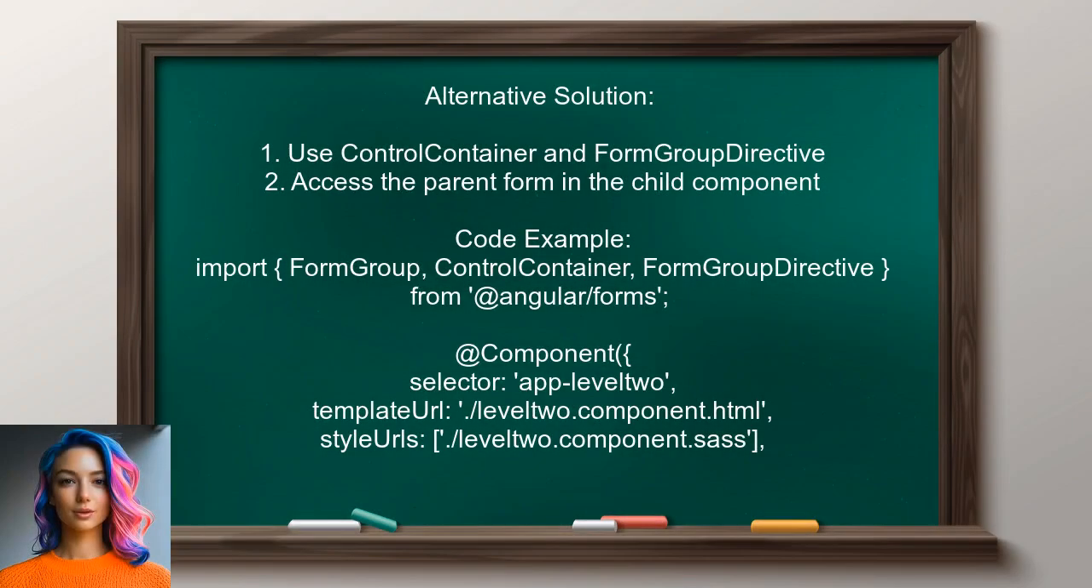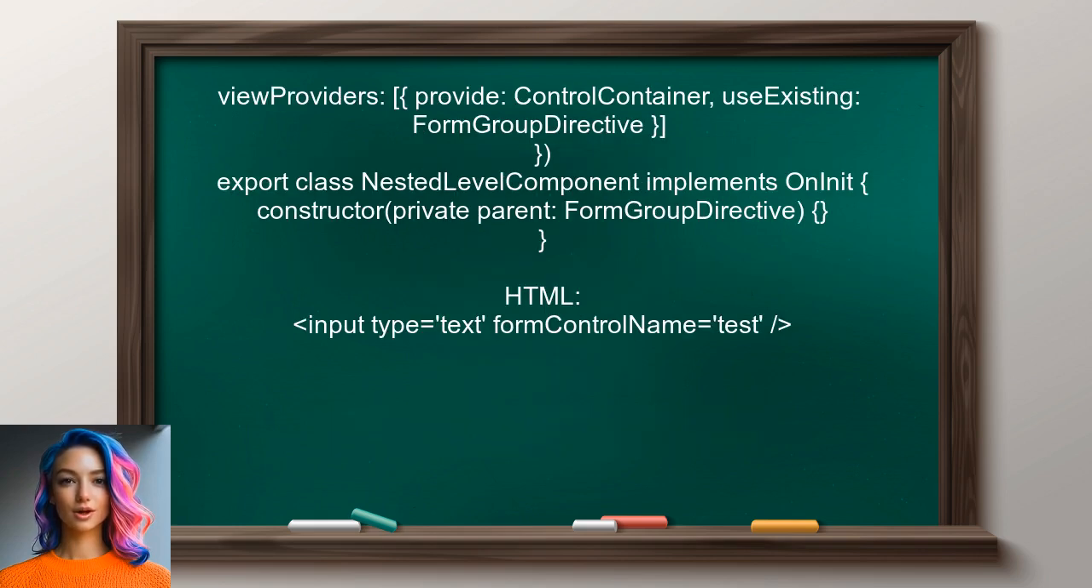Let's check out another perspective from a different user. An alternative approach shared by another user involves accessing the parent form in a child component. They suggest using the control container and form group directive to get a reference to the parent form. This method allows the child component to interact with the parent form's controls effectively.